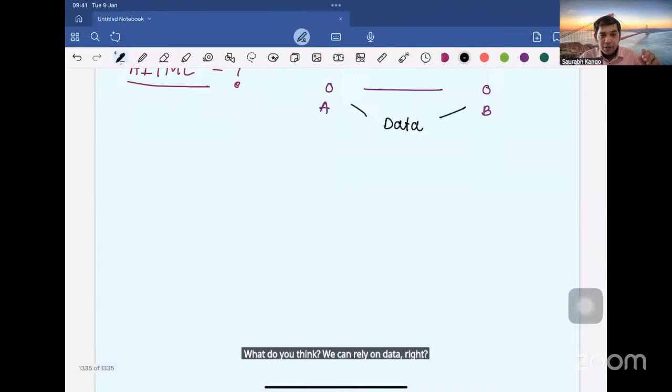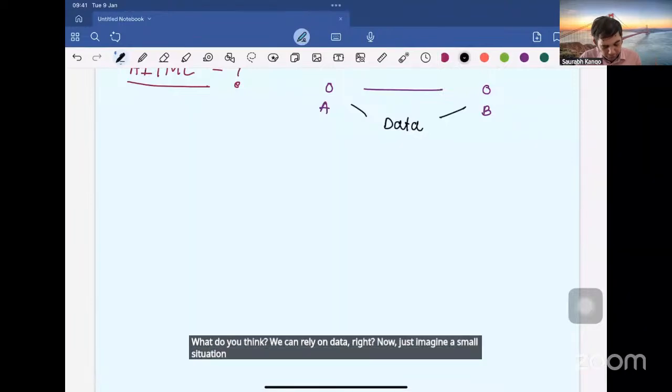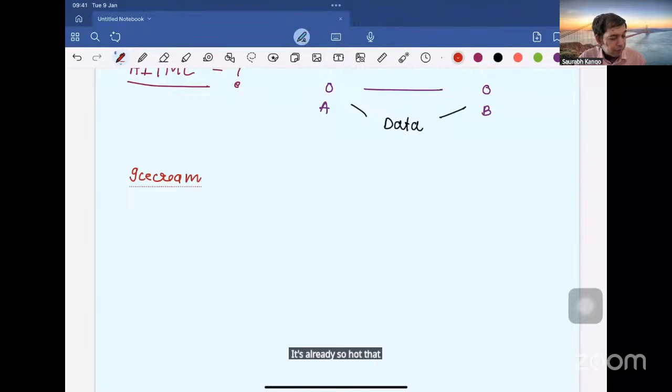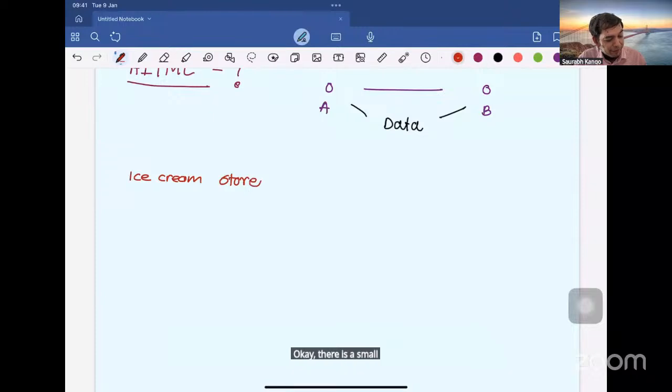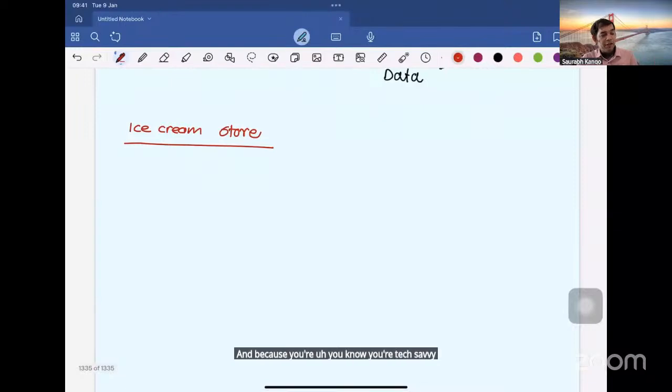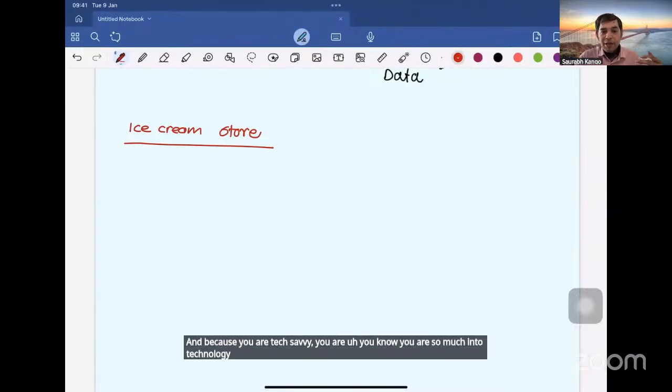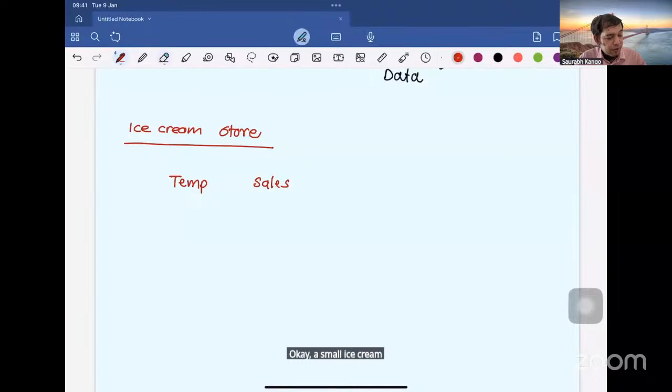Now, just imagine a small situation wherein you're running an ice cream store. Okay, it's already so hot that you would definitely make some success if you're running a small ice cream store. And because you're tech savvy, you're so much into technology and numbers, you start to record the sales and the temperature. So you're recording this information, which is your temperature as well as the sales. A small ice cream store, sales in units.